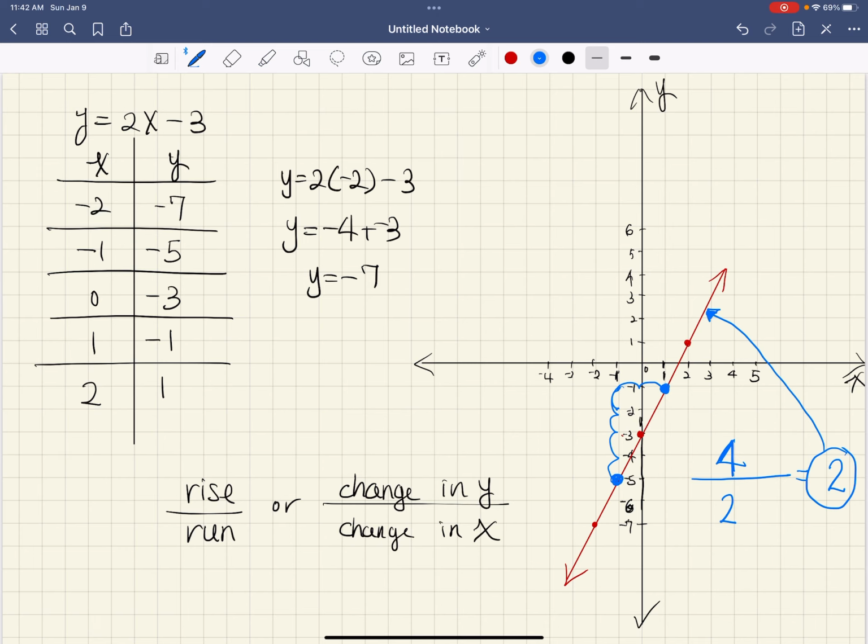As I said earlier, you can use any 2 points. So why don't we use the next 2 points? So from this point right here all the way up here. 1, 2, 3, 4, rise 4, run 2 is 2. See, you get the same slope.